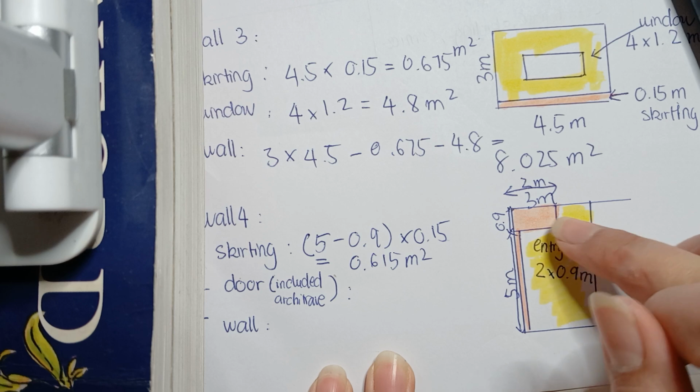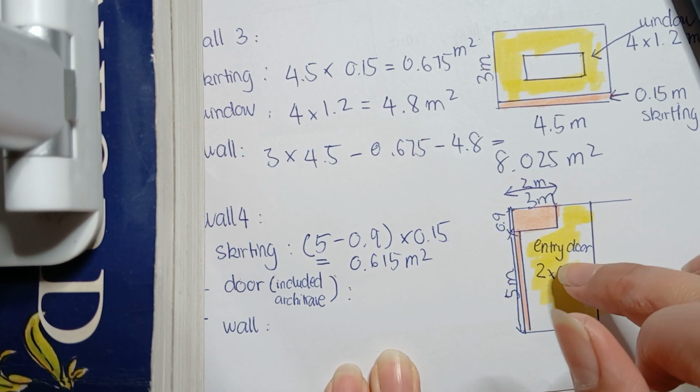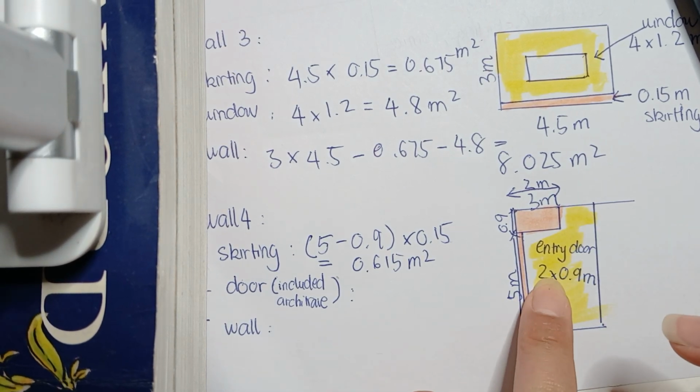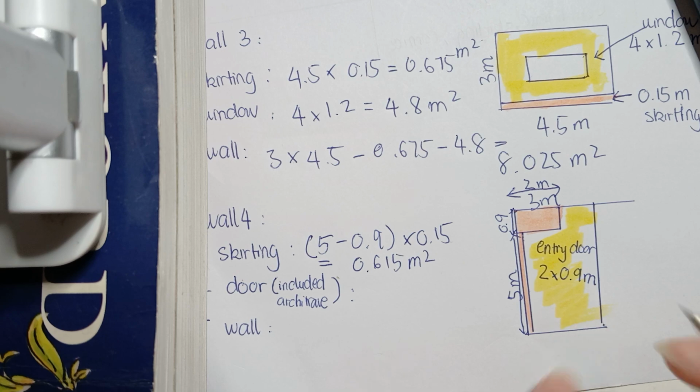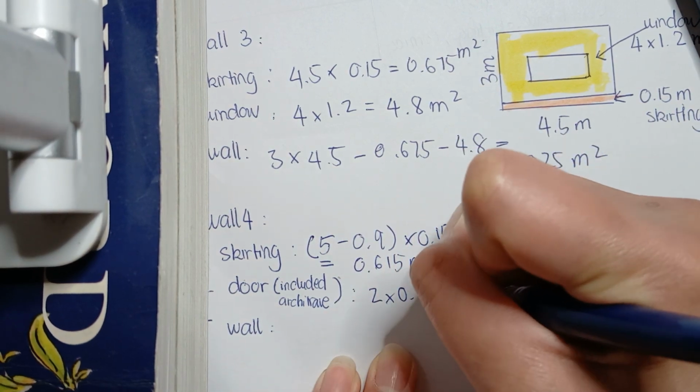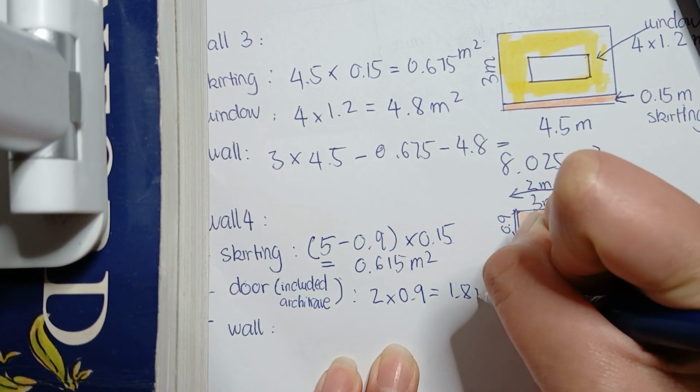Alright, the door includes the architrave. So now just ignore the architrave for me. Work out the total area of the door. It's given here for you already. 2 multiplied with 0.9 equal to 1.8 meters square.